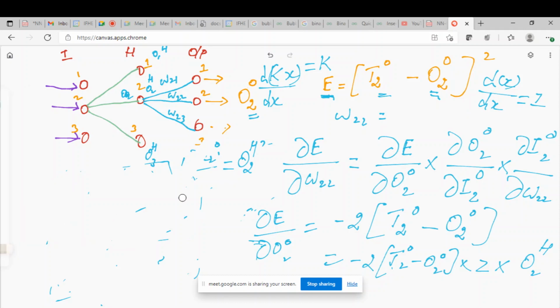Okay, so let me erase all these things. If I take a new sheet again, I have to draw that. Okay, so let me erase this out.